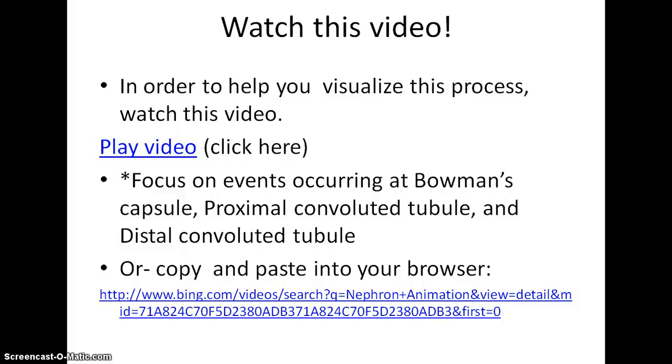So I did post a video here that I will essentially click on to show you. So if it's not working, you can always just copy and paste this. Essentially, there's some talk about the loop of Henle and what's occurring there. You really just need to focus on the processes that occur at Bowman's capsule, at the proximal convoluted tubule, and at the distal convoluted tubule. So in the essence of time, I think it's about 5 minutes, so we'll just click here and play it.